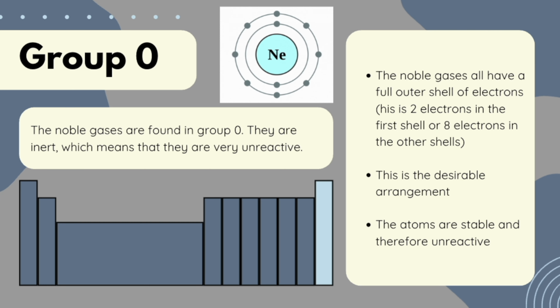Noble gases are found in group 0. They are inert, meaning very unreactive, because they already have a full outer shell. This stable configuration makes them happy just the way they are. They don't need to gain, lose, or share electrons.